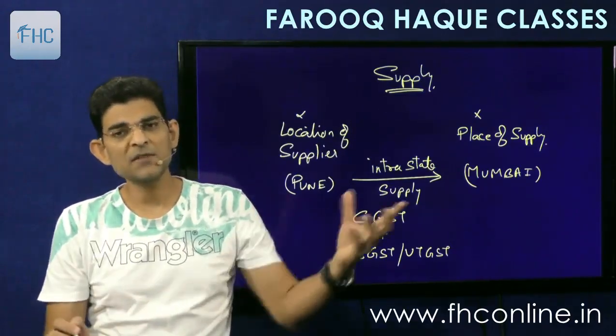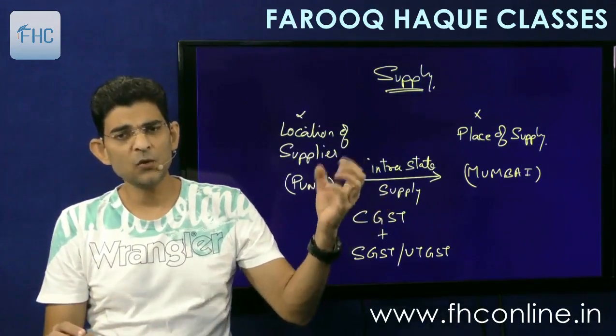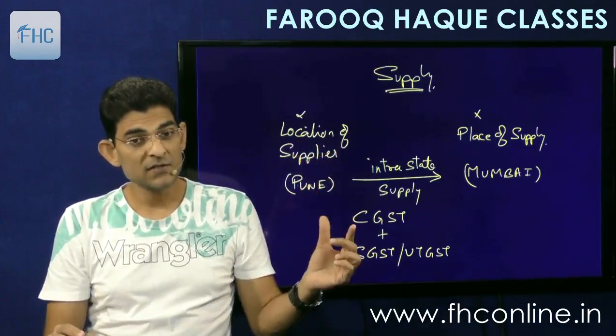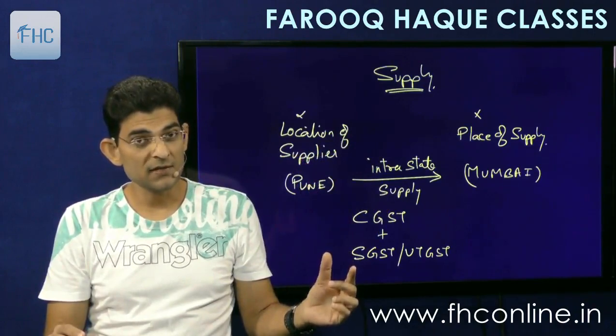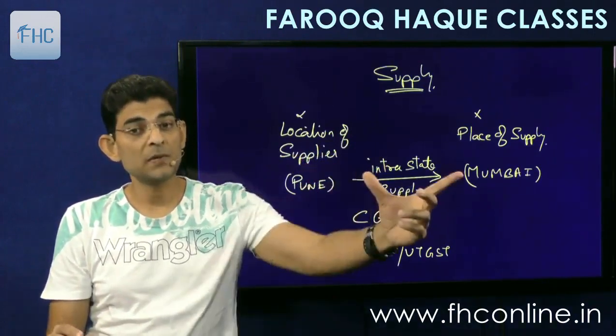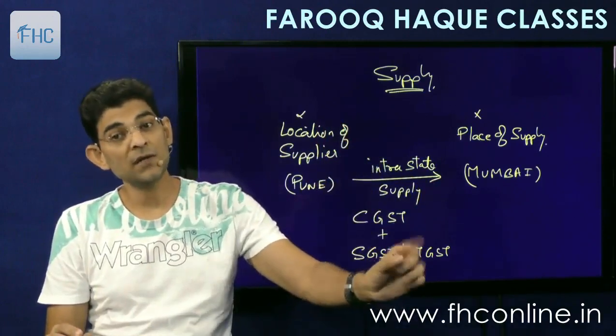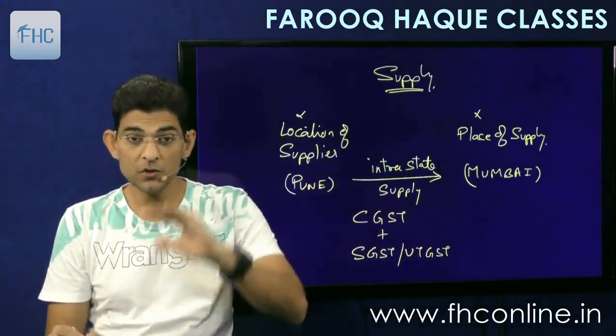So CGST will remain CGST whether it is in a state or in a union territory. But if it is in a state, then CGST will be coupled with SGST, and if these two places are in a particular union territory, then it will be that union territory GST. So it will be called UT GST.